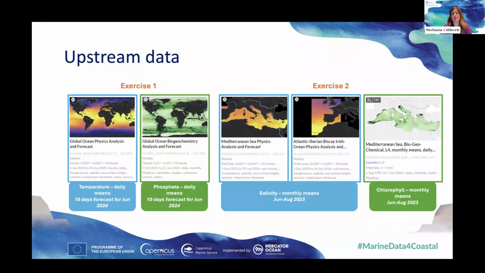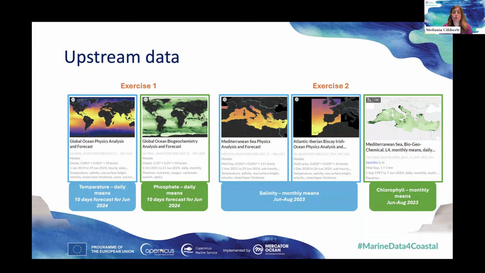And the second exercise will provide you information about the regional model products, particularly how we can use the Mediterranean and the Atlantic Iberian Biscay Irish physical forecasting systems in the area of the Ebro Delta, providing an added value for the main objective of monitoring eutrophication in the coastal zone.